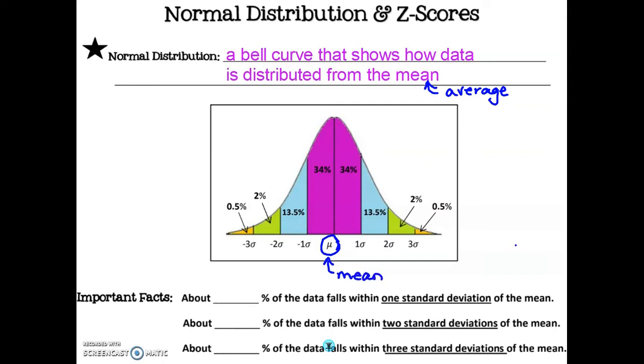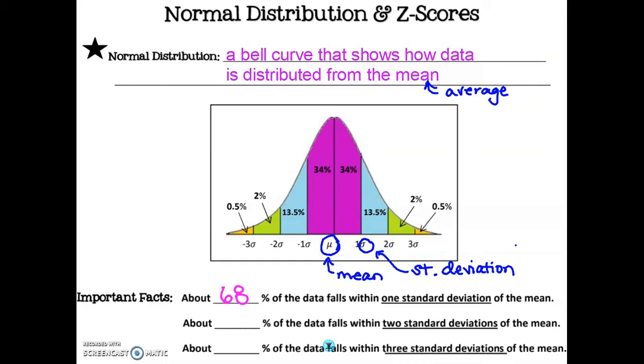Over here, what looks like an O is actually a sigma. That is going to stand for our standard deviation. Some important facts we want to remember about this normal distribution is as follows. About 68% of the data falls within one standard deviation of the mean.